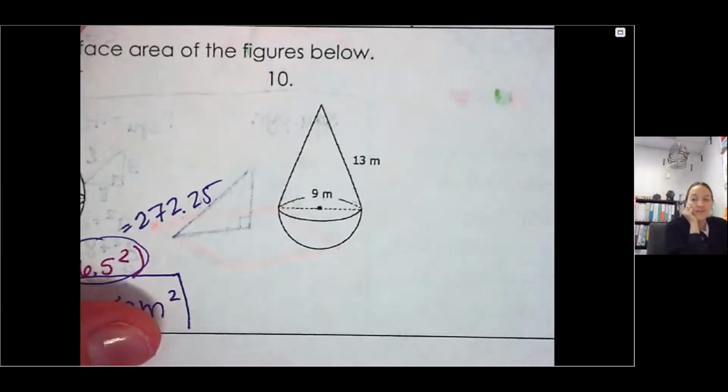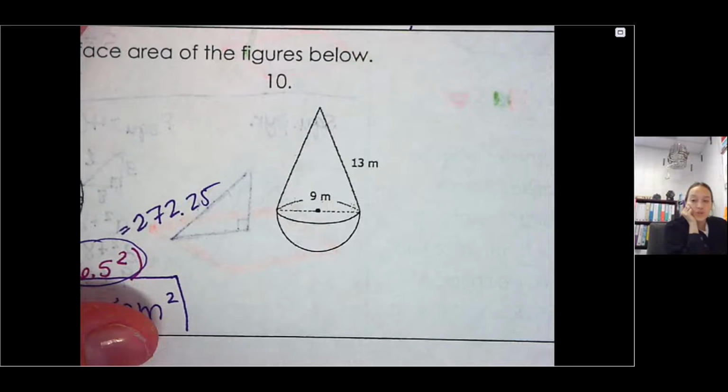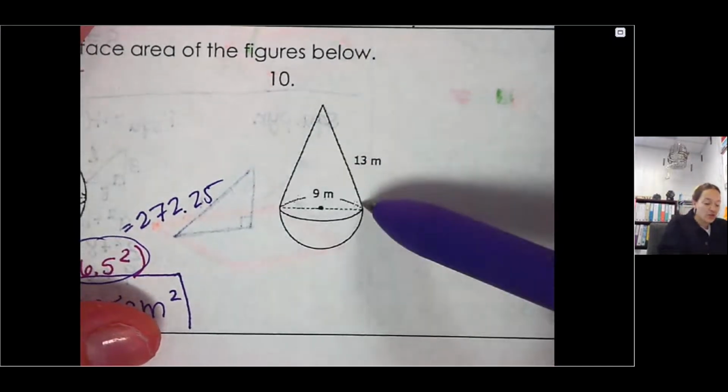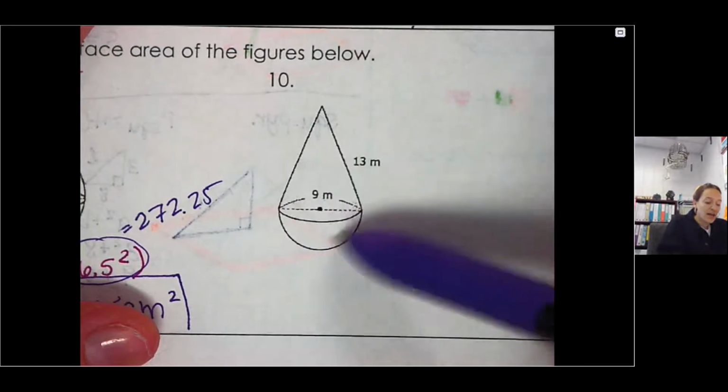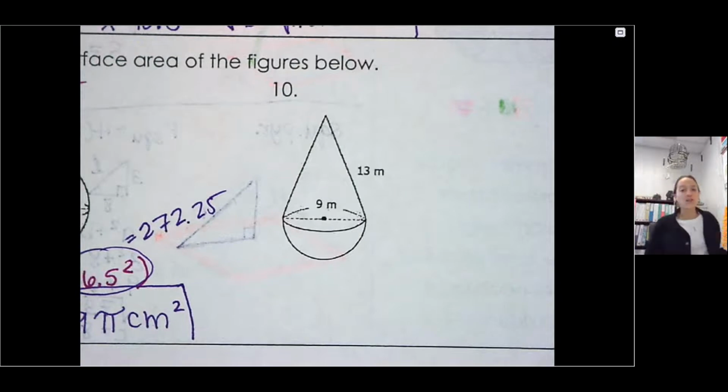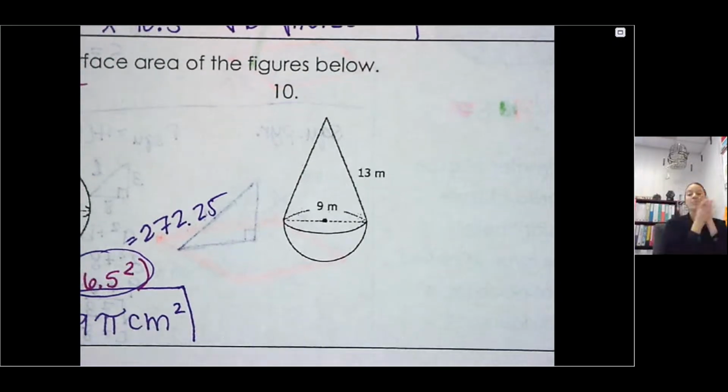So you will notice in number 10, this is called a composite figure. It has more than one shape to it. It looks like an ice cream cone. So you've got a cone here, and then you've got a hemisphere underneath it, which means I need to find the surface area of each one individually and then add them both together. So find the surface area of a cone.